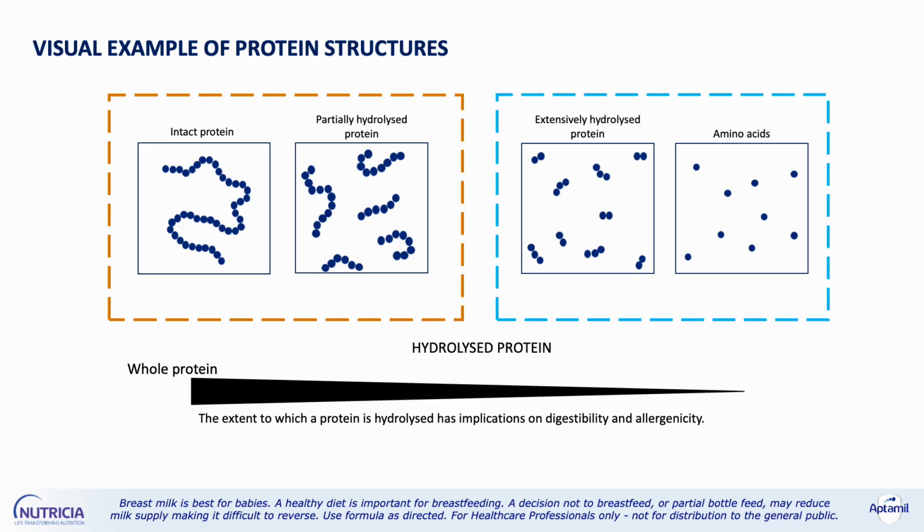Intact long protein chains are found in cow's milk. In extensively hydrolyzed formulas, intact cow's milk protein is broken down into smaller peptides, and this is why we call it extensively hydrolyzed. Short chain peptides are less likely to cause an allergic reaction. The amino acid formulas consist of just the individual amino acids, the building blocks of protein. As noted in the previous slide, only extensively hydrolyzed and amino acid formulas meet the definition of being a hypoallergenic formula.